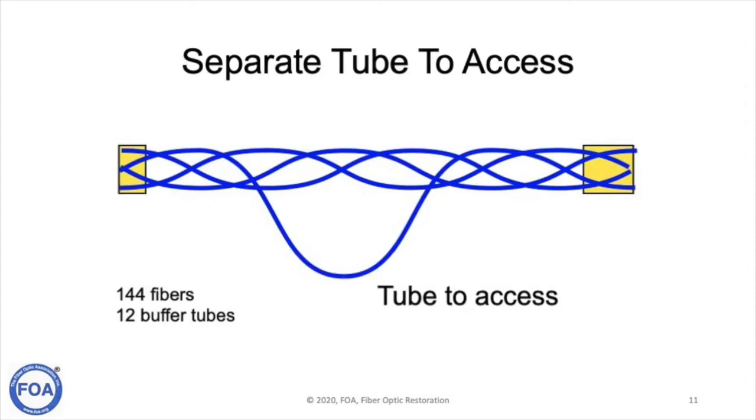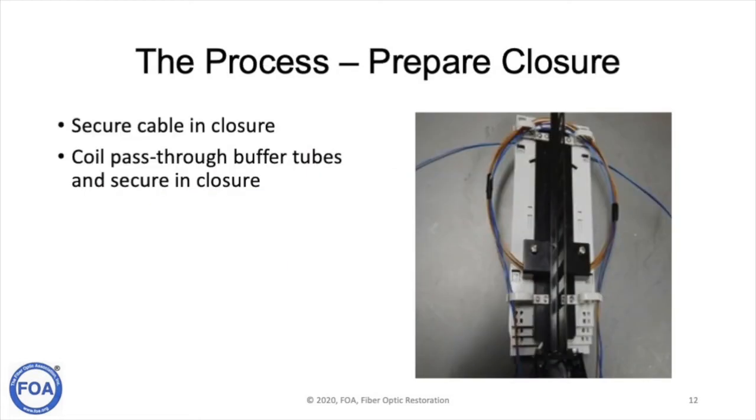Using color codes, identify the buffer tube that has the fibers you want to separate out and splice to the drop cable. Gather the other tubes up and we'll secure those in the splice closure. Secure the cable ends to the splice closure by clamping the strength member. Separate out the tubes that will be passing through, coil them up, and secure them in the closure like this.